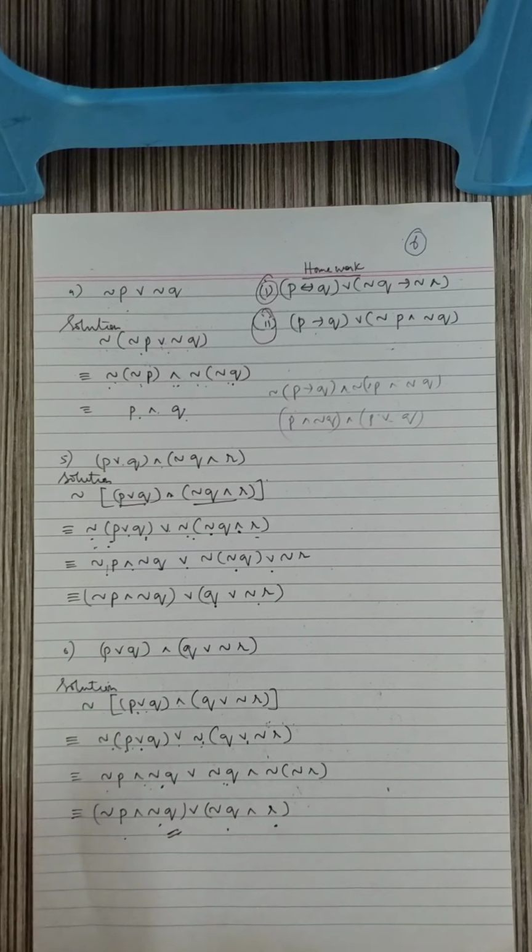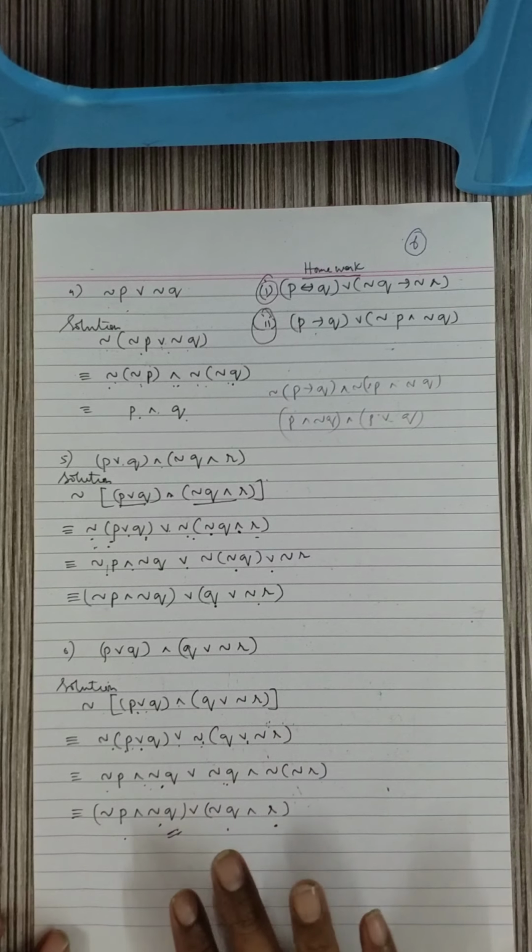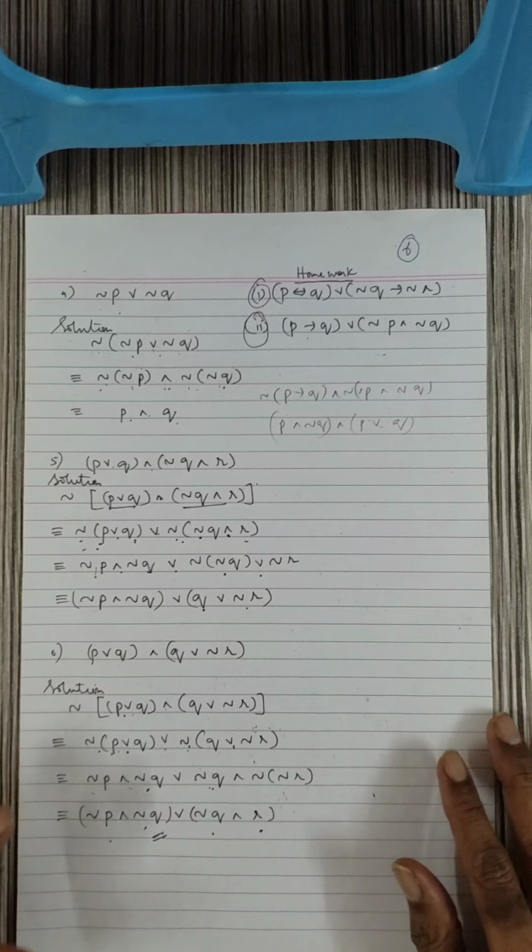One more part I will explain so that it becomes easy. I will be explaining the 1.8 exercise after this. So this is an extra sum which I have done. I hope it helps you in understanding the negation part.